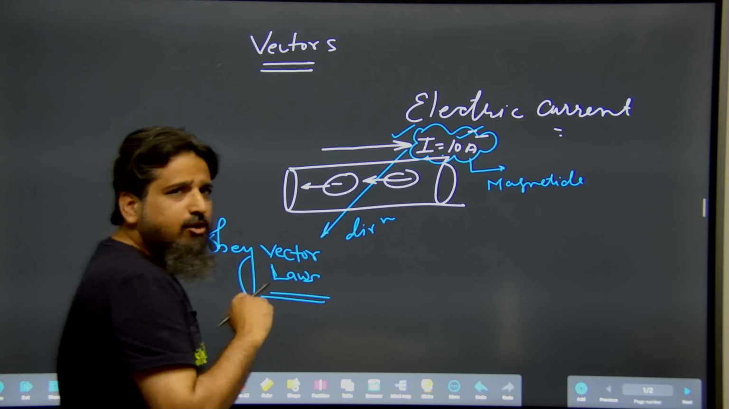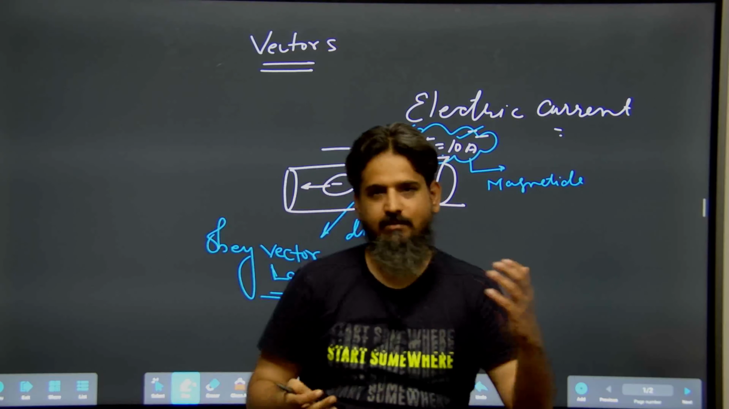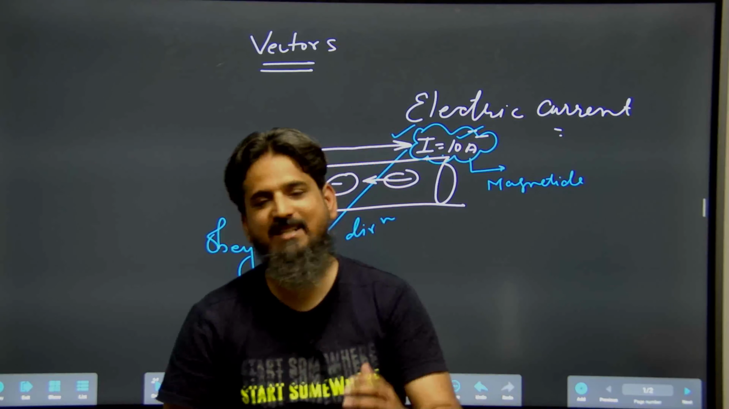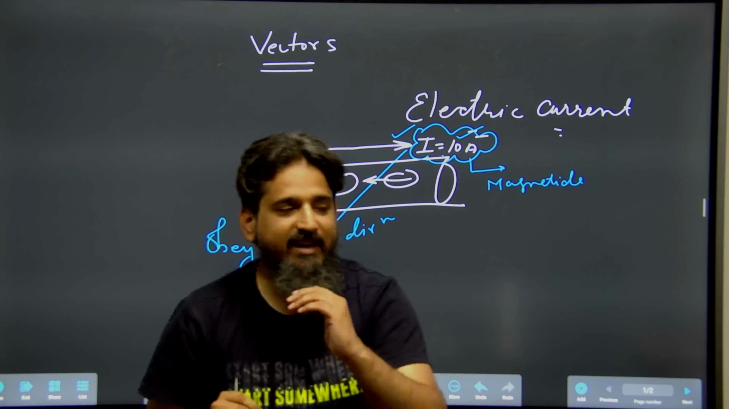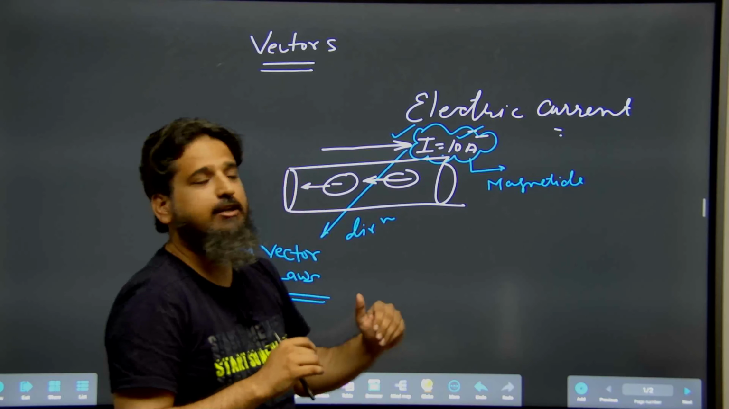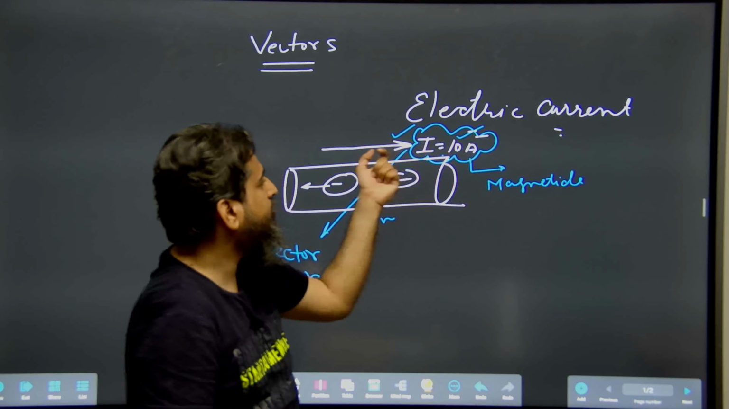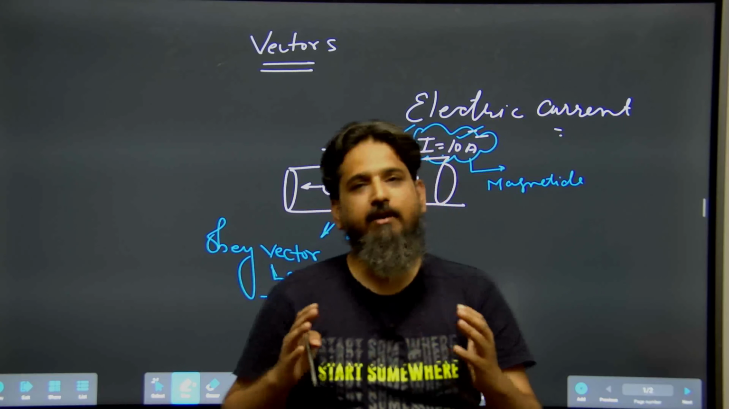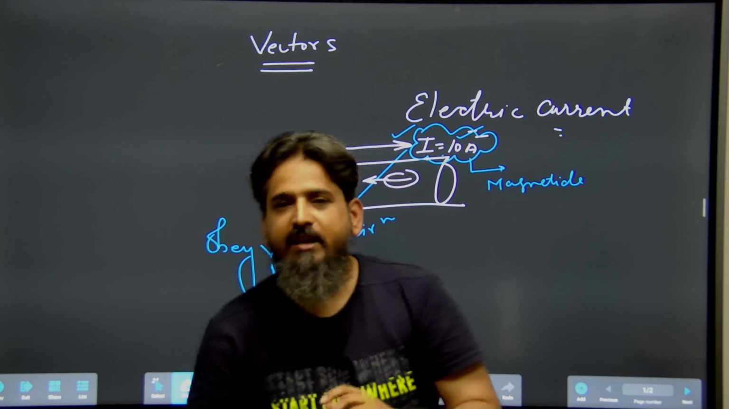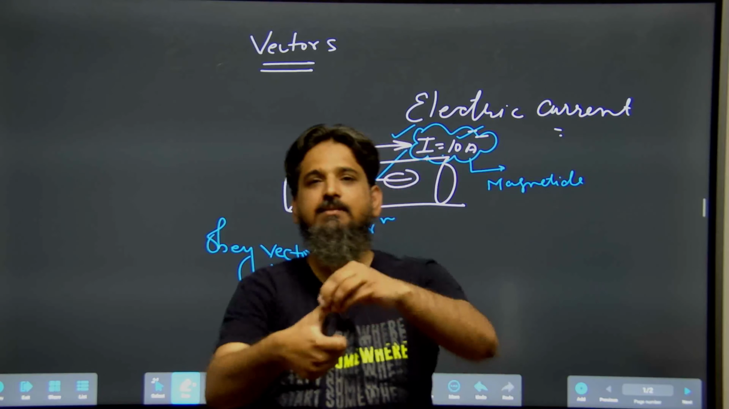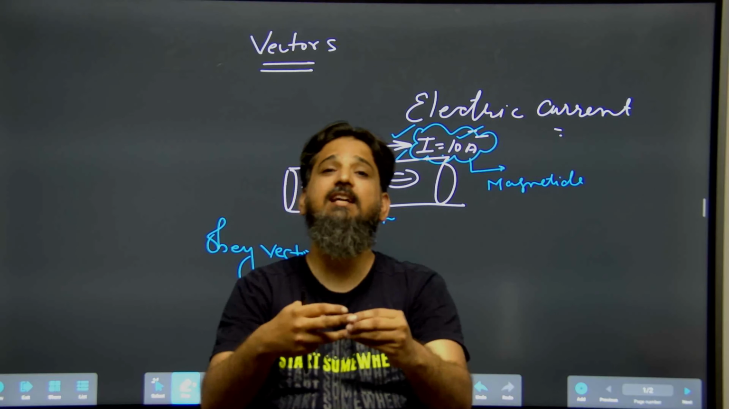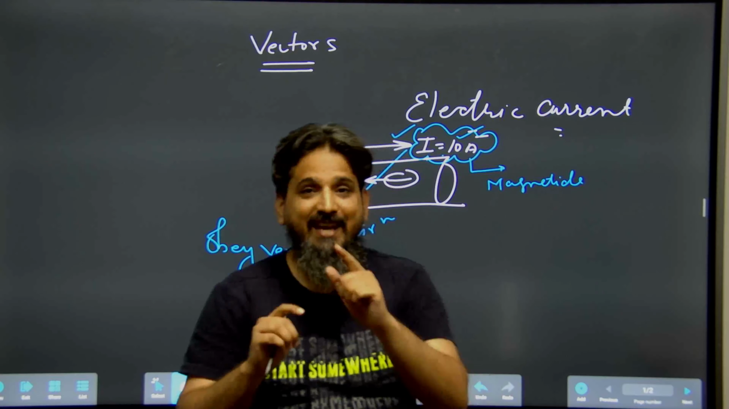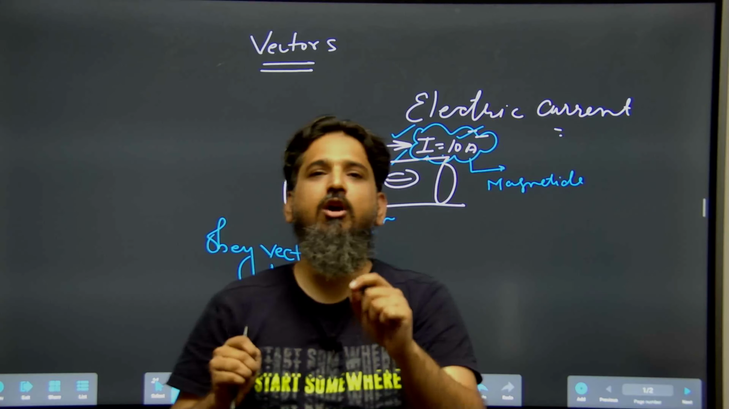Sir, what are vector laws? We will study what vector laws are as we move further. But the point is, for any physical quantity to be a vector, we should have magnitude and direction, but one more thing we have to add: it should obey vector laws. So for any physical quantity to be a vector, three things are needed: magnitude, direction, and it obeys vector laws. In the case of electric current, it does not obey vector laws.